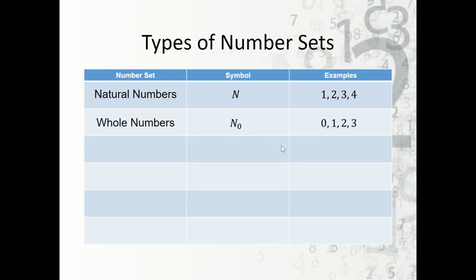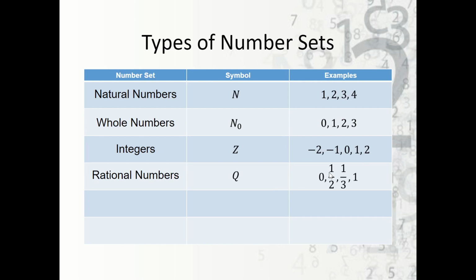After that, we learned that there were numbers on the other side of 0. So there were integers. And the symbol for integers is Z. And our examples would be -2, -1, 0, 1, 2. So it's just the negative versions of our whole numbers. After that, we learned about rational numbers. We learned that there were numbers between 1 and 2, and between 0 and 1. And the symbol for rational numbers is Q. And those include fractions. So 0, 1/2, 1/3, 1. And it also includes the negative ones as well. So it could be -1/2, -1/3, -1.